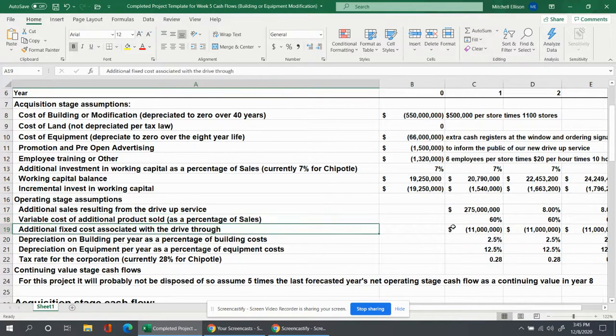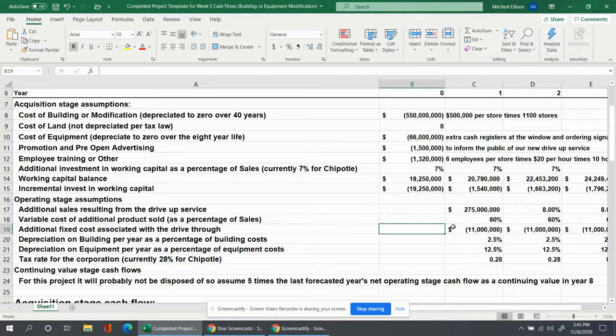Moving on to the next one, additional fixed costs for the drive-through. What I have there is additional property taxes and additional insurance. There will probably be additional insurance if you're having cars drive up by your building. And then naturally, if you improve your building, the property taxes would probably increase. So I have that at $11 million.